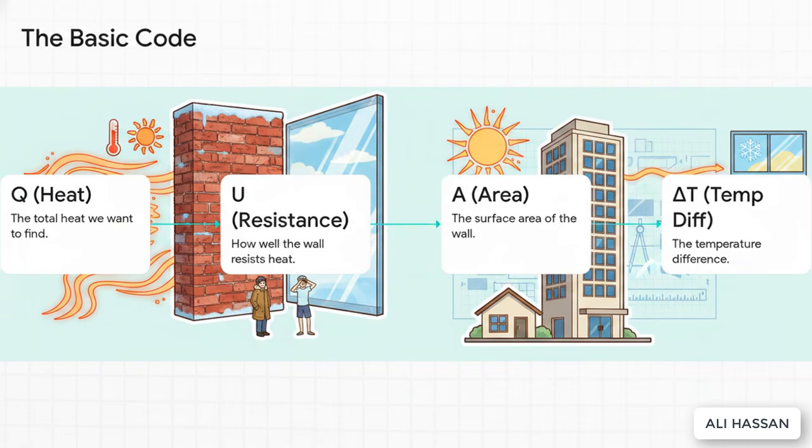Q, that's the total heat we're looking for. That depends on U, which is just about the wall's material. Is it thick brick or thin glass? Then there's A, the size of the wall. Obviously, a bigger wall lets in more heat. And finally, delta T, the temperature difference. The hotter it is outside, the harder that heat is trying to push its way inside.